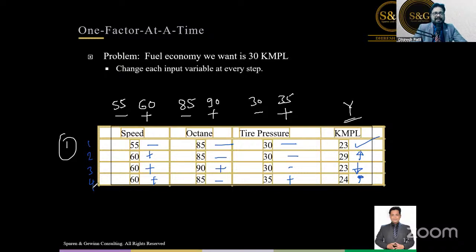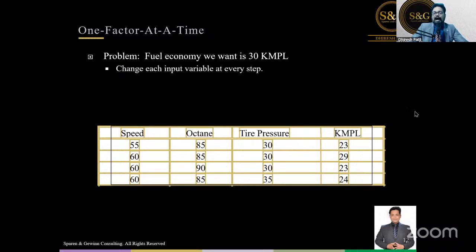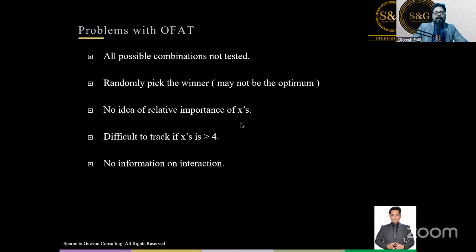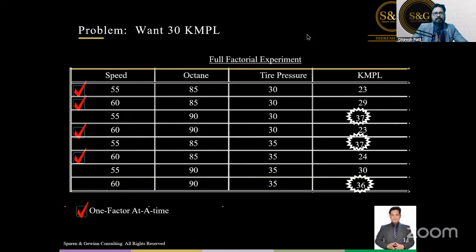The second setting is the best setting. So if they finalize this setting, it should give them the best result, right? Ideally speaking, because it has given them the highest kilometer per liter average, the mileage. Now, here is the catch. When they did a full factorial experiment, they found sometimes they reach up to 37 kilometer per liter and 36 kilometer per liter as well.